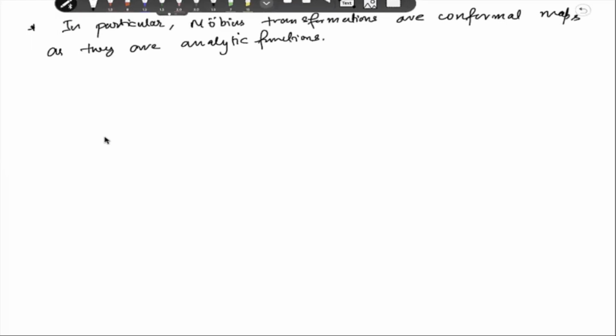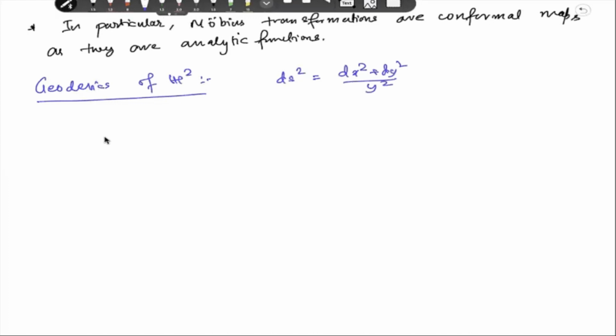So now we are in a position to find the geodesics of this upper half plane with respect to this hyperbolic metric. And let us recall, what is the hyperbolic metric on this upper half plane? We have taken the square of the line element to be (dx squared plus dy squared) by y squared. This we have called the hyperbolic metric on this upper half plane.